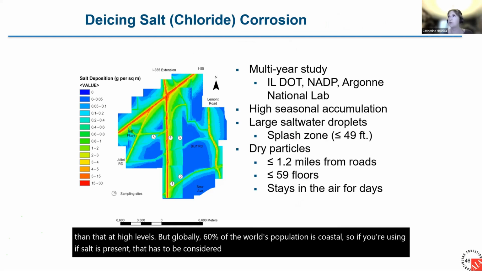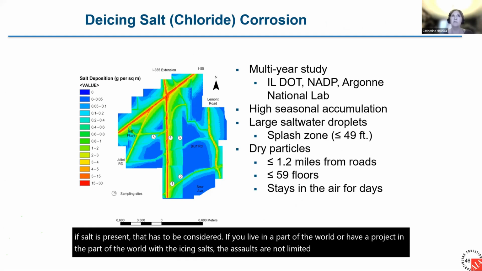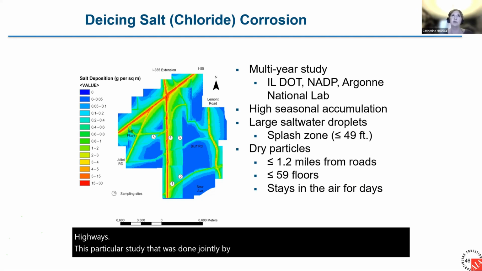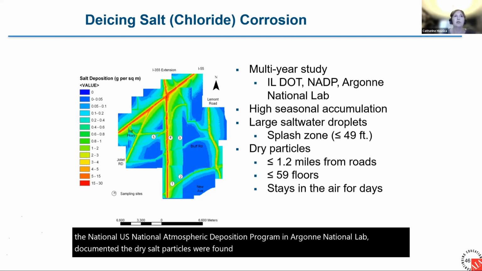If you live in a part of the world or have a project in a part of the world with de-icing salts, those salts are not limited to the highways. This particular study, done jointly by the Illinois State Department of Transportation, the U.S. National Atmospheric Deposition Program, and Argonne National Lab, documented that dry salt particles were found as much as 1.2 miles from roadways. I personally documented them up to 2 miles from a roadway.